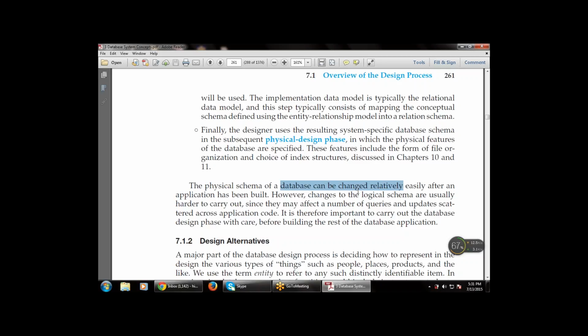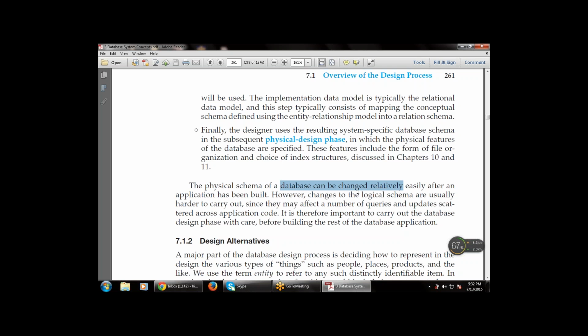So in a physical design, when the application is built, it is easier to make the changes. But changes made in the logical design are very difficult to implement, since they may affect a number of queries and updates across the application code. So it is important to carry out the database design phase with care before building the rest of the database application. So please focus on the database design phase rather than go to the next phase, because it is much easier to carry out the changes in the database design phase as compared to other phases.